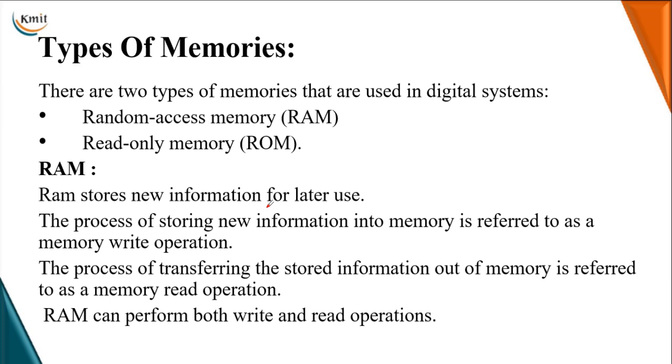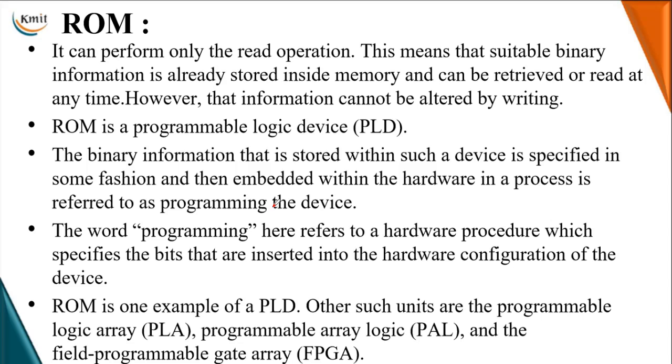RAM stores new information for later purposes, and after processing your data, the new information is again stored into the memory, which is called the write operation. Now, read-only memory can perform only the read operation. It can't accept new data to be entered into the memory. Hence it doesn't have any control signal which can enable data to be entered into the memory locations. We can only retrieve the data, so it has only a read control input. It doesn't have a write control input.